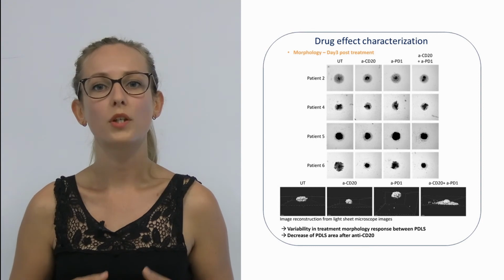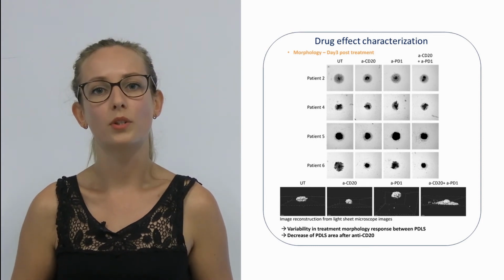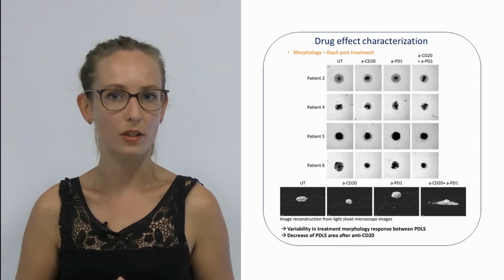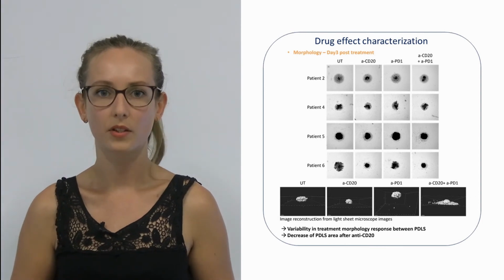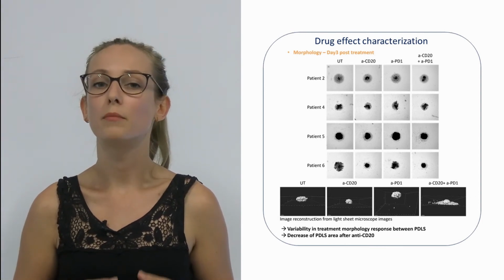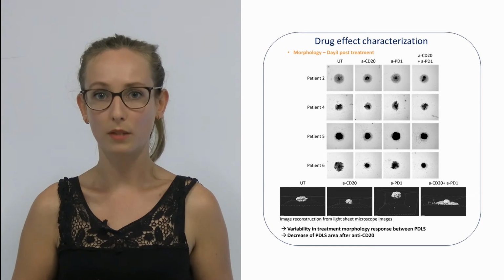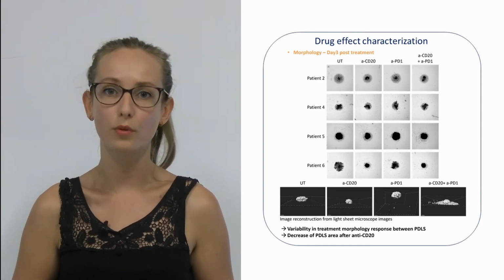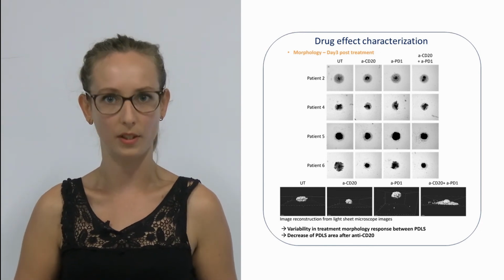The next step was to evaluate the efficacy of immunotherapies on PDLS treated at day 3 of culture during 3 days. This efficacy was determined by imaging to evaluate the effect of the treatment on the morphology, and then by flow cytometry we determined the B cells depletion.